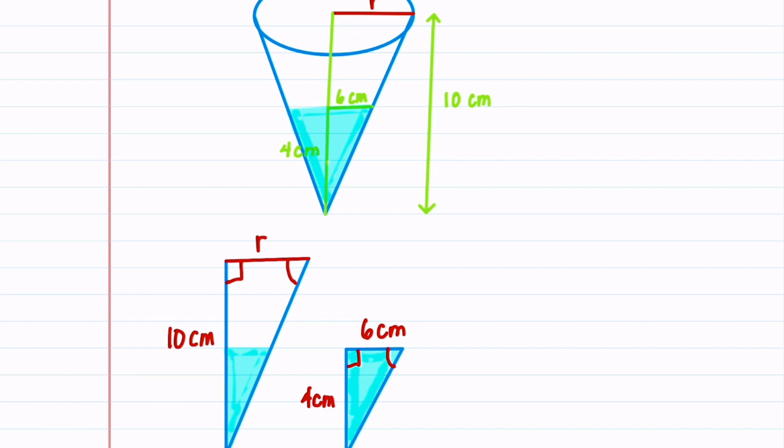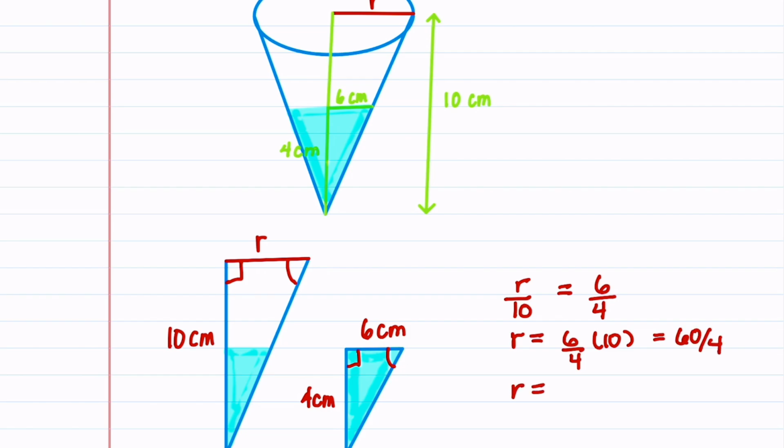So we can write that proportionality as R is to 10, the top side is to the left side, as in the small triangle, the top side is to the left side. We'll multiply both sides of the equation to solve for R. So R is going to be 6 over 4 times 10, which is 60 divided by 4.